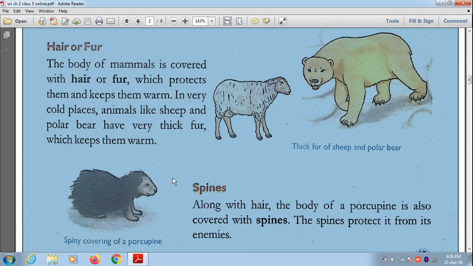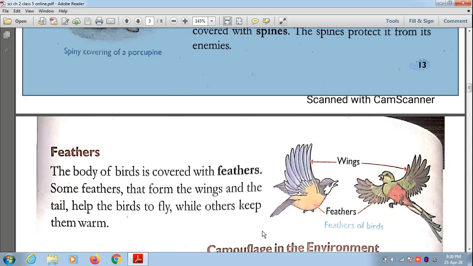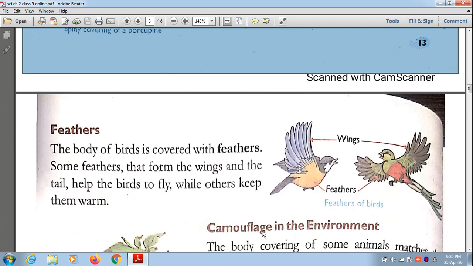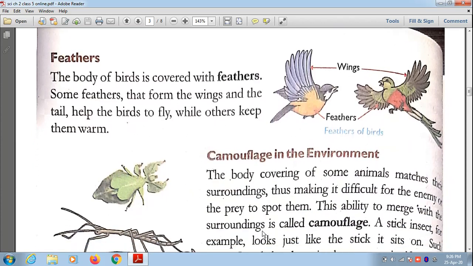And one more type of the body covering which we're going to study here is about spines. Now this creature which you're seeing here is a porcupine. Porcupine, hedgehogs, these are the organisms that bear spines all over their body, which keeps them protected from their enemies. So whenever the enemy comes near to them, they sense that enemy and they keep themselves protected. These spines help to keep them protected.